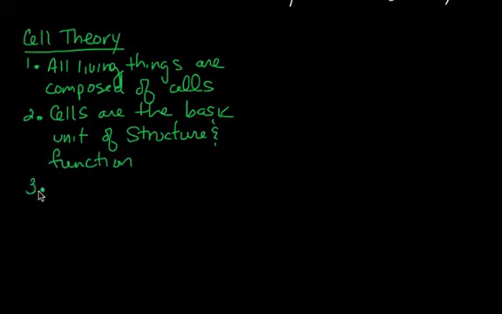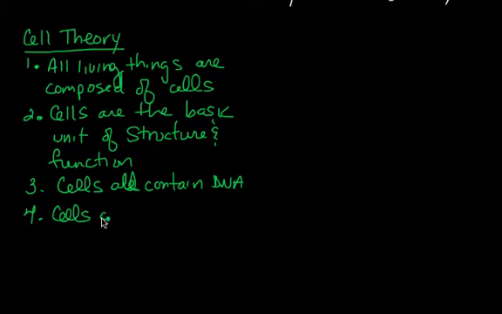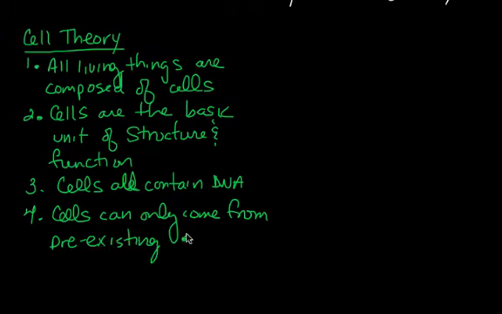The third part of the cell theory says that cells all contain DNA. The fourth part says that cells can only come from pre-existing cells. And then lastly, the last part of the cell theory states that metabolism happens in cells. And remember, metabolism is just a fancy word for chemical reactions.